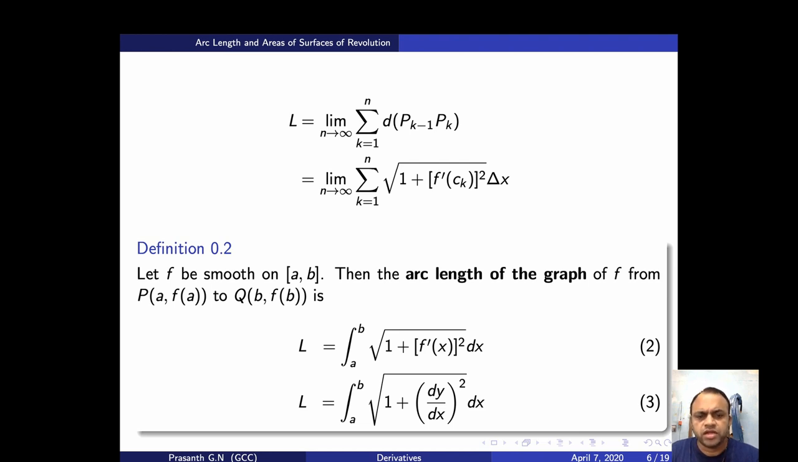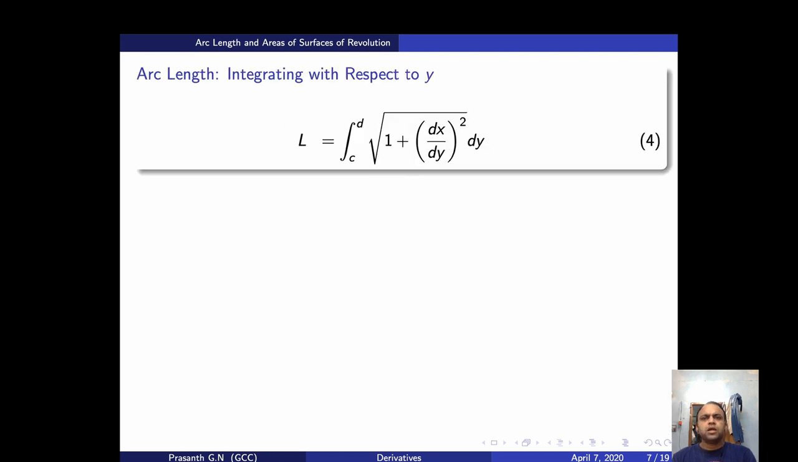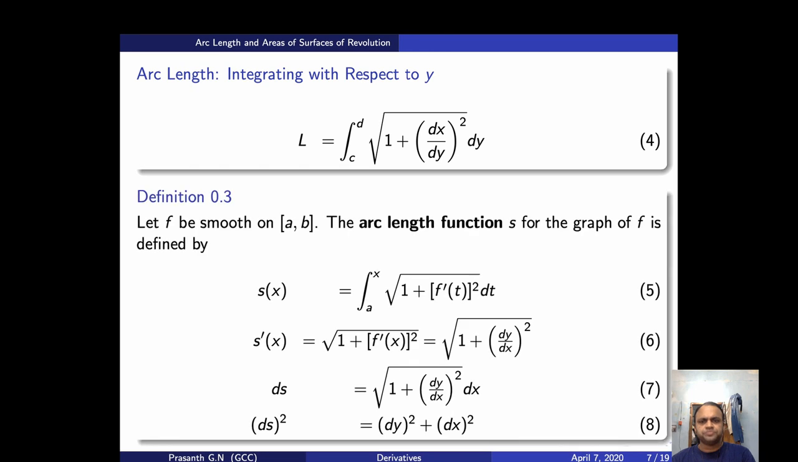Now we will define the arc length. Let f be smooth on the closed interval [a, b]. Then the arc length of the graph of f from p (a, f(a)) to q (b, f(b)) is L equal to the integral from a to b of the square root of 1 plus f dash of x whole square dx, where f dash of x is nothing but dy by dx. Therefore, L is equal to the integral a to b of the square root of 1 plus dy by dx whole square. This was integrating with respect to x. If we want to integrate with respect to y, then L is equal to the integral from c to d of the square root of 1 plus dx by dy whole square into dy.